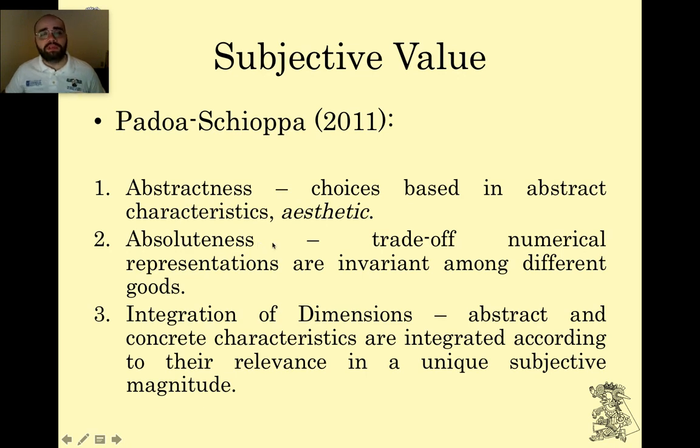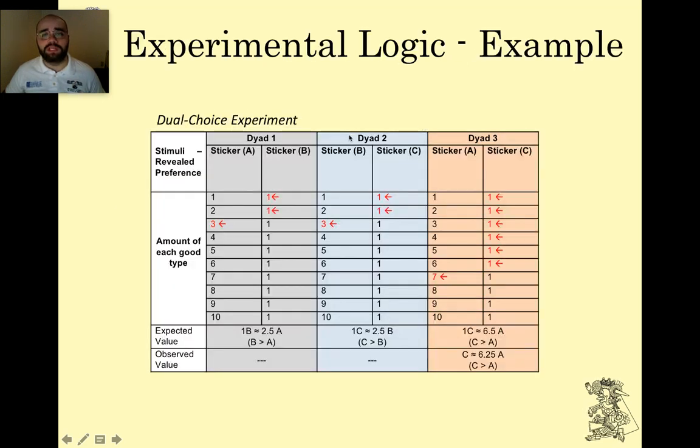Second, absoluteness would be expressed in a trait of numerical representation between two different types of goods with different amounts. And so this numerical representation would be invariant among these goods. Last one, integration of dimension means that both abstract and concrete characteristics will be taken into account according to their relevance into a unique subjective magnitude. So this subjective magnitude can be inferred from choices.